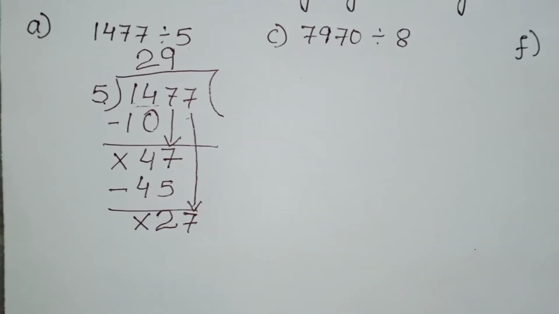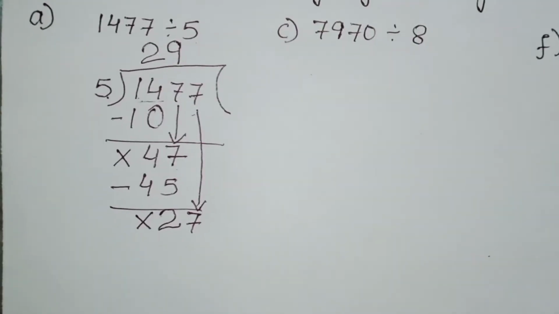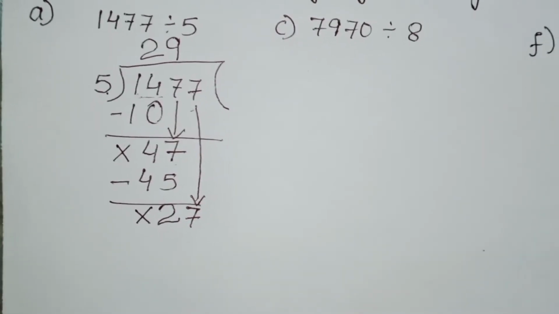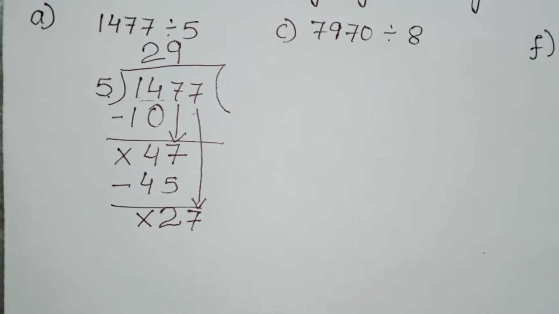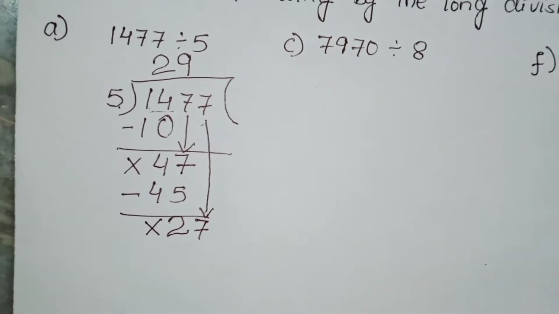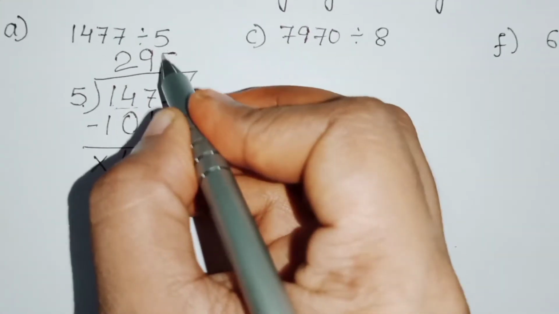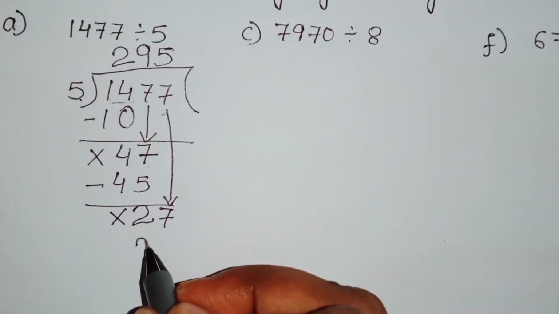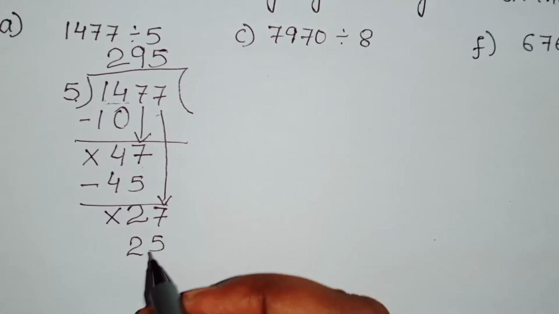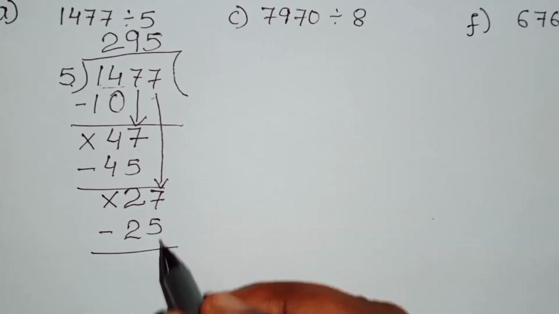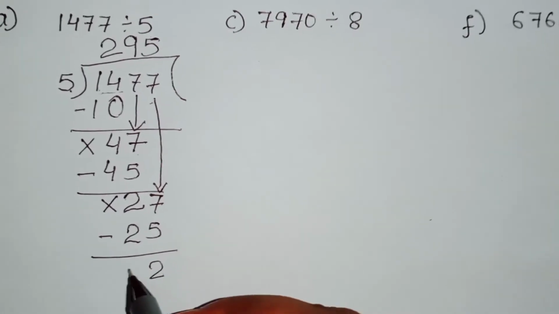5 5 ja 25 is there, and 5 6 ja 30 is there. So we will not write 30 because 30 is more than 27. We will write the number which is less than 27. And what is that? It is 25. So 5 5 ja 25. Now subtract it. 7 minus 5 is how much? 2. And 2 minus 2 is 0.